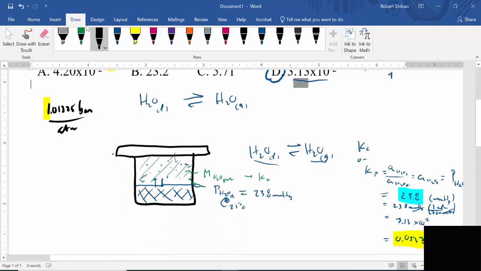So if I wanted this in bar, I'd do a two-step calculation. I go from millimeters of mercury to atmospheres and then atmospheres to bar, because I don't have the millimeters of mercury to bar conversion memorized. And I don't need to have it memorized because I can figure out another route so that I can minimize the amount of memorization I have to do.